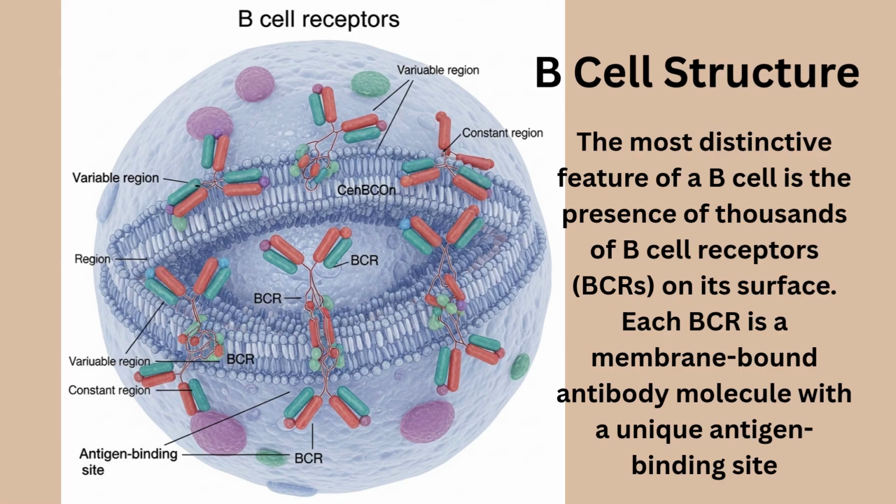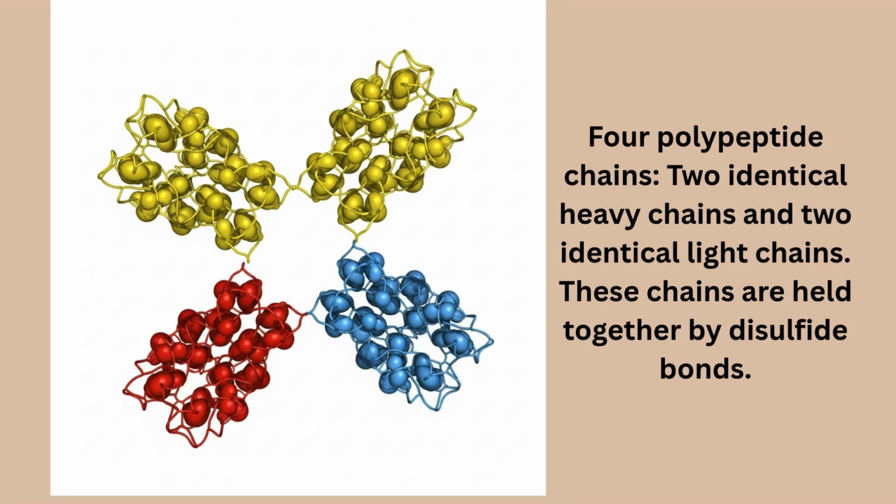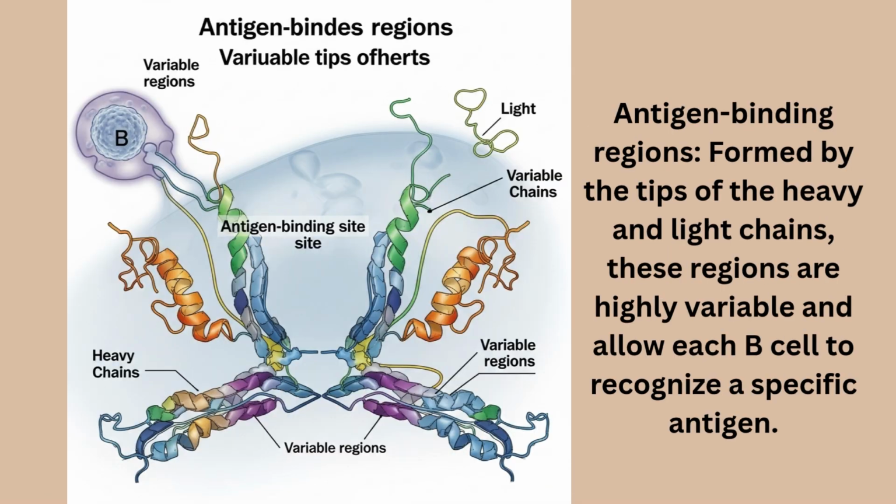B cell structure. The most distinctive feature of a B cell is the presence of thousands of B cell receptors, BCRs, on its surface. Each BCR is a membrane-bound antibody molecule with a unique antigen binding site. A typical B cell receptor is composed of 4 polypeptide chains, 2 identical heavy chains and 2 identical light chains. These chains are held together by disulfide bonds.